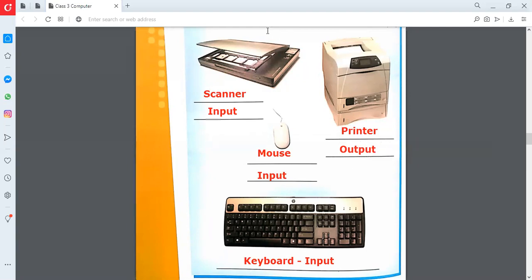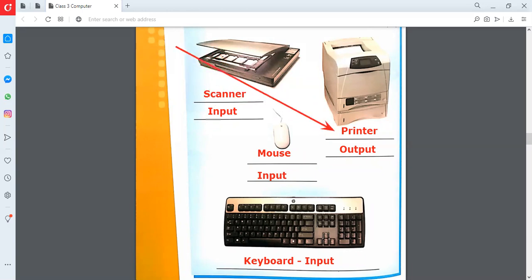Okay, so on page number 34, we saw four devices. We saw a scanner, printer, mouse, and keyboard. And we also learned whether they are input or output. Scanner is an input device. It takes data from us in the form of an image. We place the paper on it and it makes a picture of that thing and transfers it to the computer. It will not return us anything, so it's an input device.